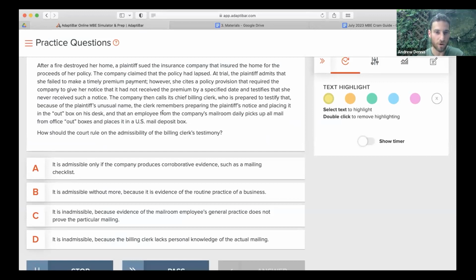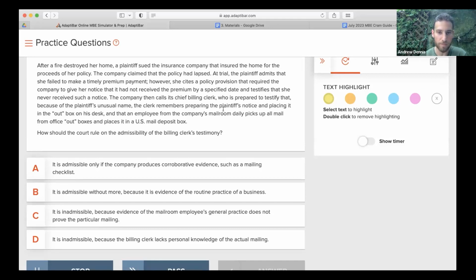The company then calls its chief billing clerk, who is prepared to testify that because of the plaintiff's unusual name, the clerk remembers preparing the plaintiff's notice and placing it in the outbox on his desk, and that an employee from the company's mailroom daily picks up all mail from offices' outboxes and places it in a U.S. mail deposit box. How should the court rule on the admissibility of the billing clerk's testimony?